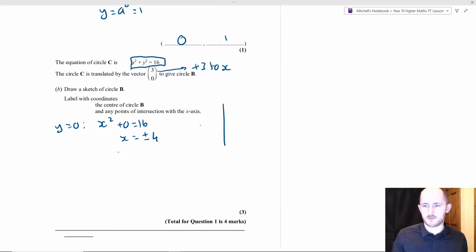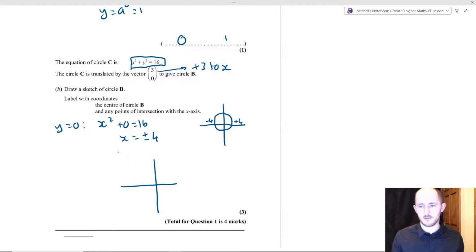So if you wanted to draw this graph out, the original looks like, well, it doesn't look like that, but you know what I mean. It crosses here. Now if I translate by vector (3, 0), I'm adding 3 to x. So what I have is a circle that's kind of off-center. Instead of minus 4, we will have minus 4 plus 3, which is minus 1. And instead of plus 4, we would have plus 4 plus 3, which is 7. Okay? And the center would be (3, 0). Any questions about that?